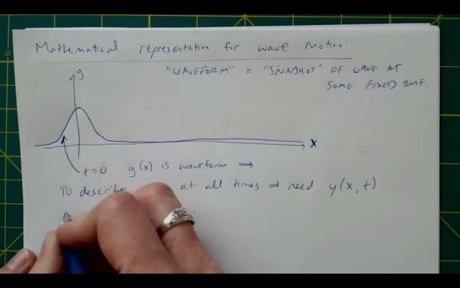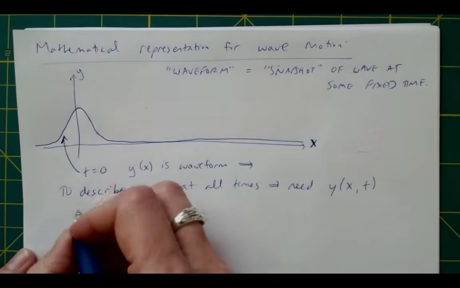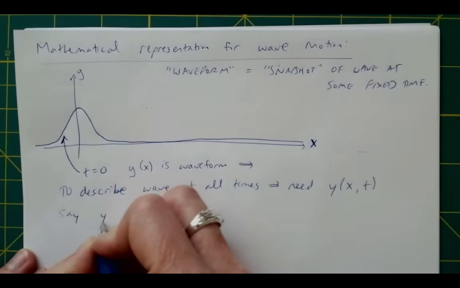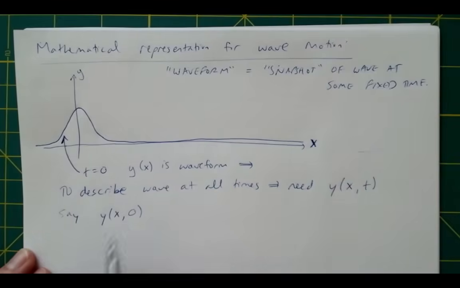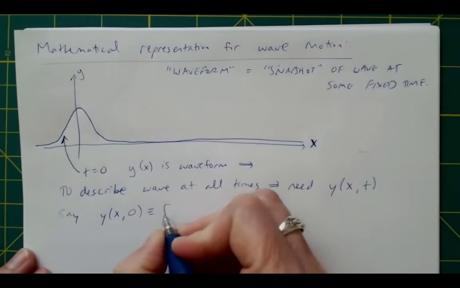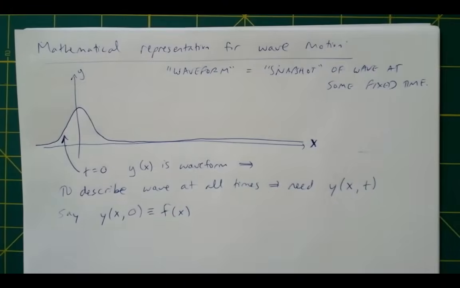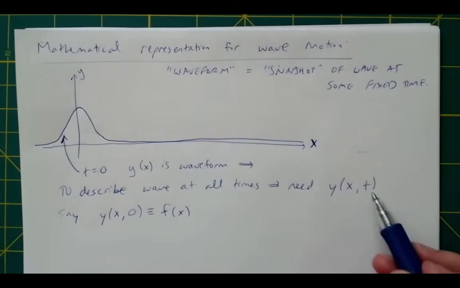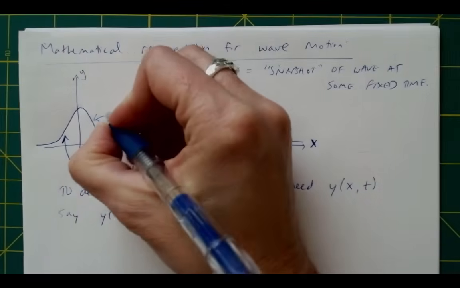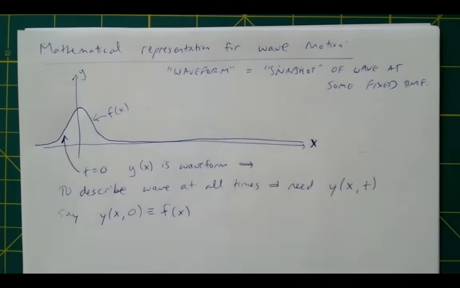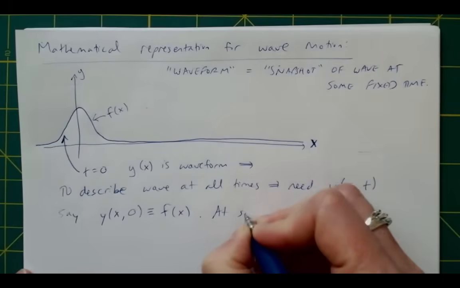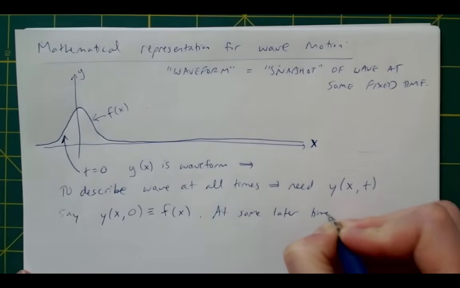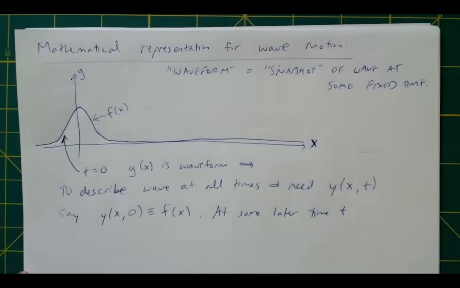But if we want y as a function of x and t, then let's just say that y as a function of x at t equals 0, so y of x, 0, has some shape, f of x. We'll come up with some arbitrary way to describe it at a later time t. So let's say this has some f of x as its shape. Now, at some later time t, we want to know where it is and what it's doing.